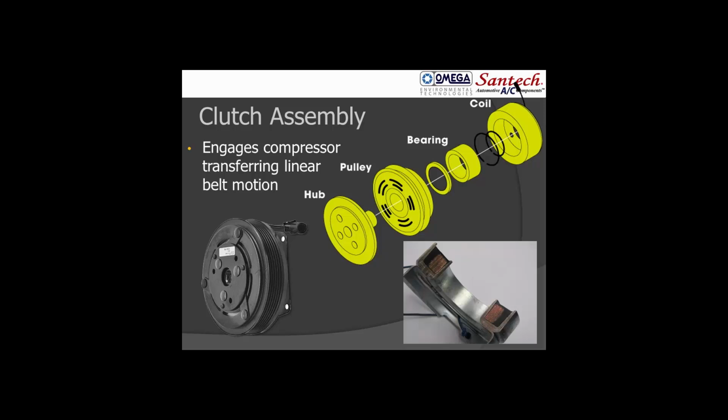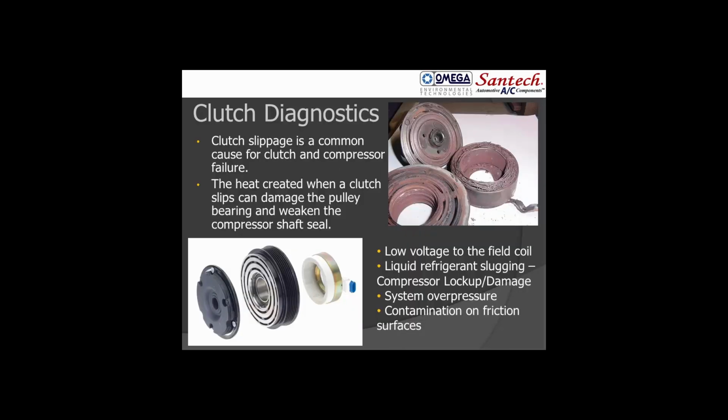Let's talk about the clutch. The clutch is the round part that you see on the front of the compressor. It's made up of several different components. There's a hub and a pulley. That's the round part you see. Behind that's a big electrical field coil. That's what generates a strong magnetic field to pull the hub and pulley together to engage and start turning the compressor. And of course, it all rides on a bearing.